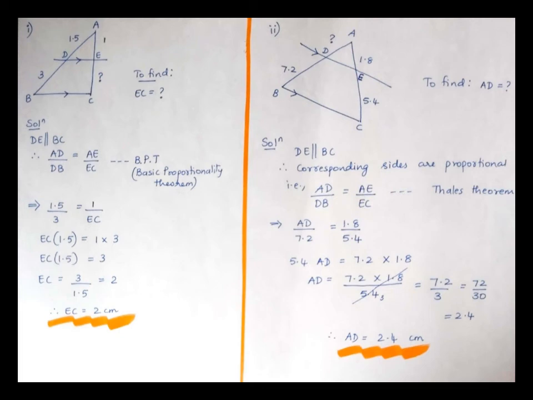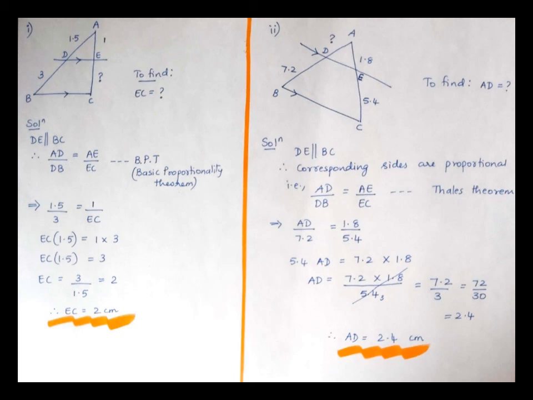The first one, it was given in the question that DE is parallel to BC, isn't it? And they are asking you to find AC. So we know that if a line is parallel to one of the sides of the triangle, then the other two sides are divided proportionally. That is according to basic proportionality theorem. So by applying that, we can write it like this. That is, AD divided by DB is equal to AE divided by EC.